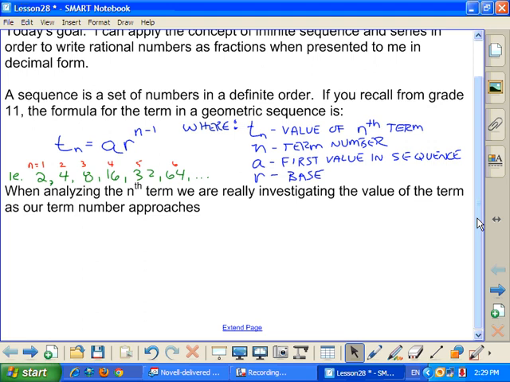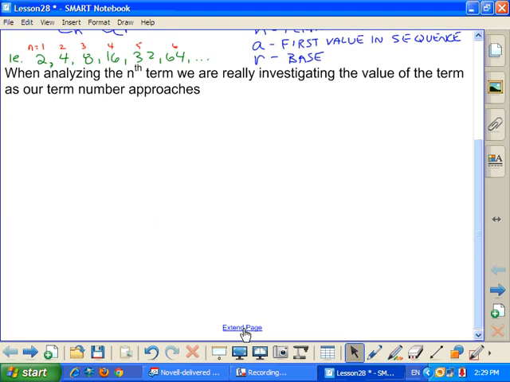So when we're analyzing the nth term, we're really investigating the value of the term as our term number approaches, and in this case we're looking at it approaching infinity. It's the first time I think I've brought that terminology in officially. So if I look at the limit as n approaches infinity for t of n, I'm really looking at the limit as n approaches infinity for the equation a r to the exponent n minus 1.